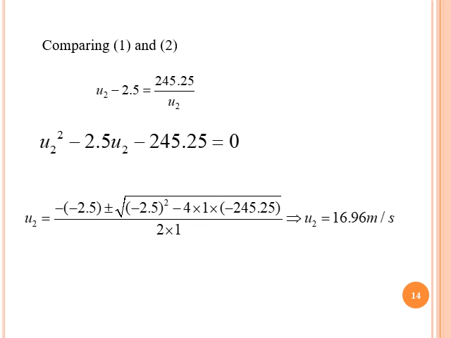Now, by using the quadratic equation, U2 equals minus B plus or minus the square root of B square minus 4AC, divided by 2A. Here the A value is 1, the B value is minus 2.5 and the C value is minus 245.25. So U2 equals minus of minus 2.5 plus or minus the square root of minus 2.5 square minus 4 into 1 into minus 245.25, divided by 2 into 1. Hence U2 equals 16.96 meter per second.